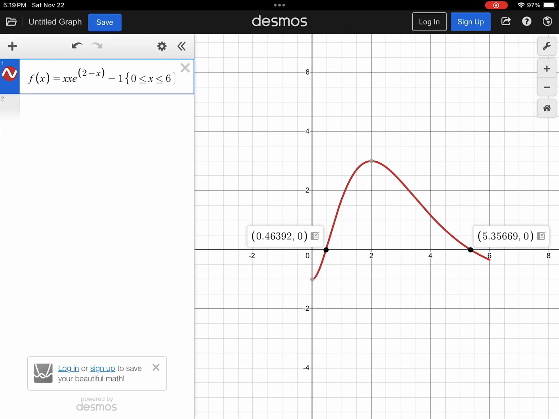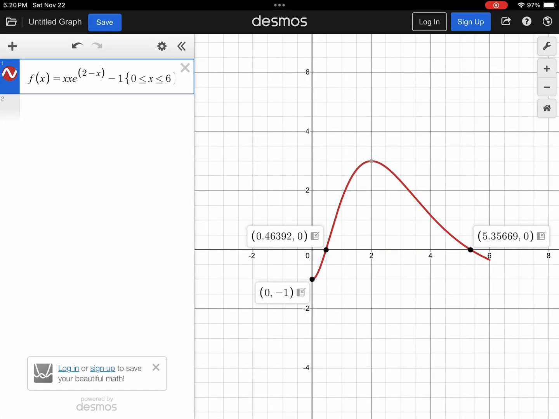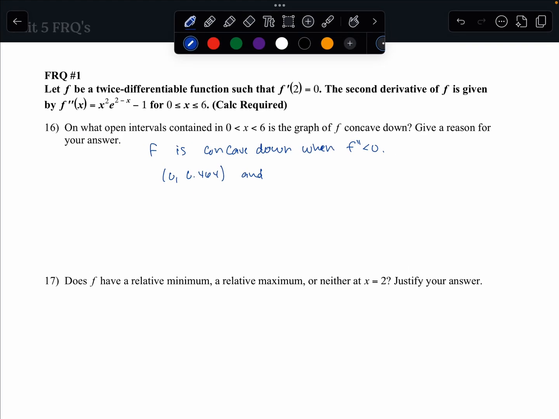And so looking at this graph right here, it's got to be between 0 and 0.464, and between 5.357 and 6 right there. Cool.